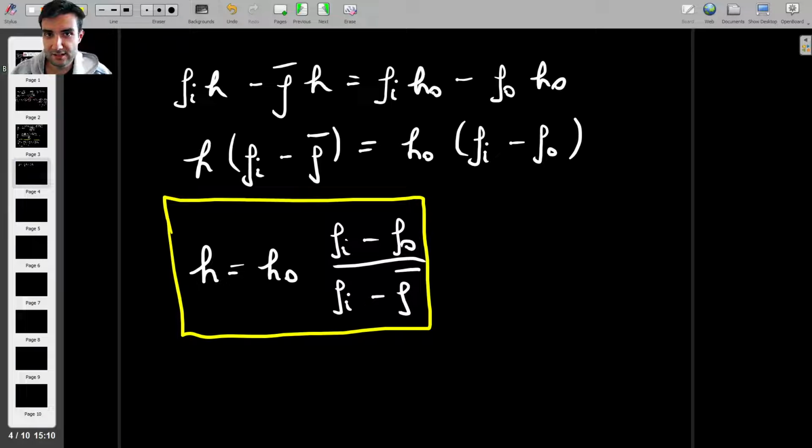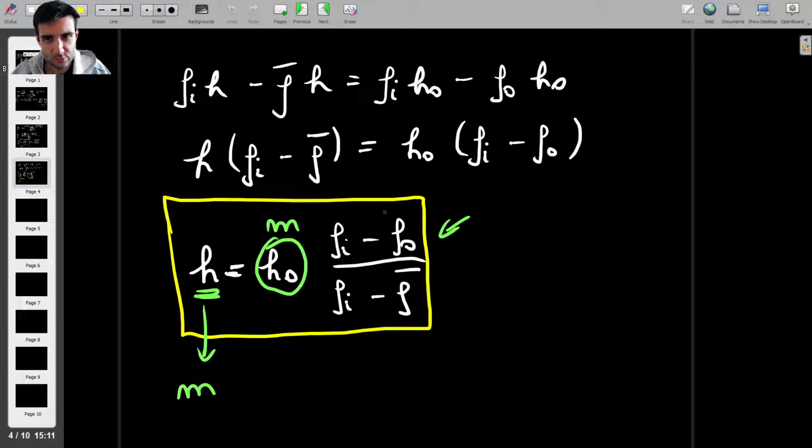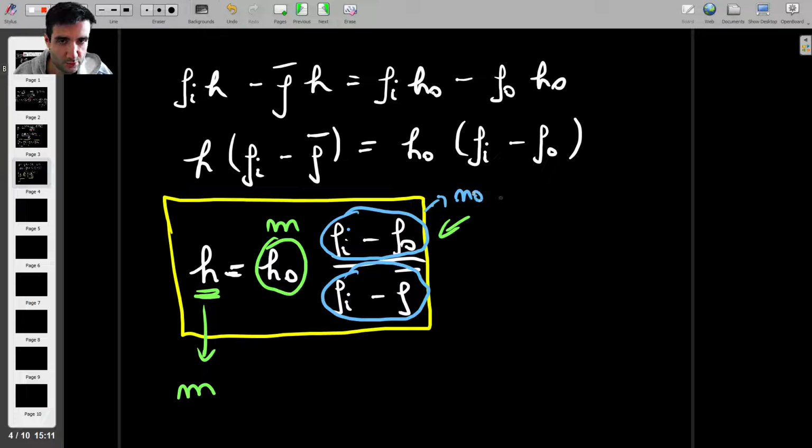We haven't used any numbers yet, and as you've probably noticed, I don't really like using numbers. The main reason is that when you get to this form, you don't know if the value of the answer is going to be correct, but you know it's going to have the right units because you expect something in meters at the end, right? Because you're looking for a height. And look what happens on the right hand side. This is in meters because it's h naught, the 1 meter, the initial height. Now, this is a density divided by another density, which won't actually have any units. So that fraction is non-dimensional, so no units. So the units on one side are going to correspond to the units on the other side. So from this perspective, everything is fine, right?